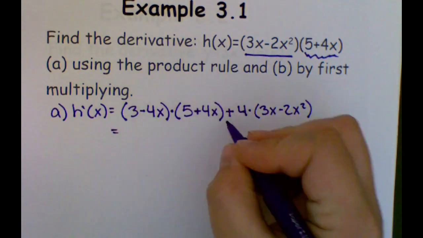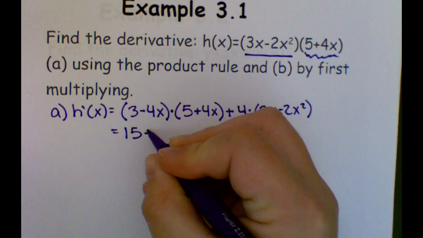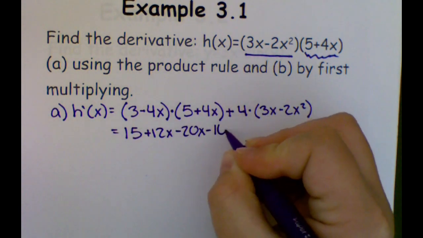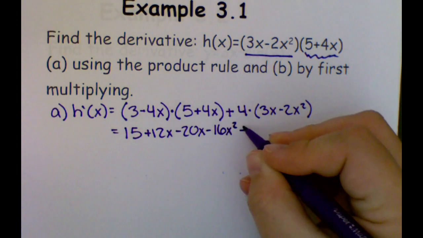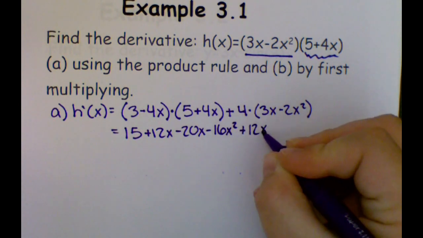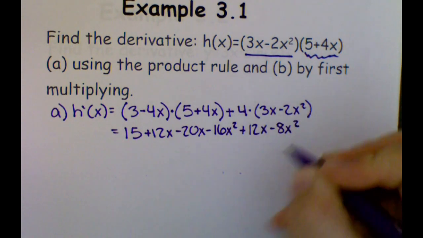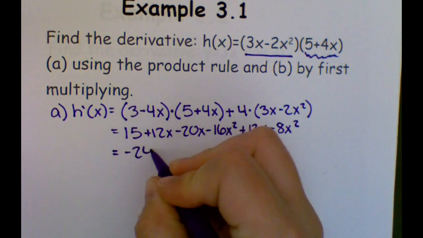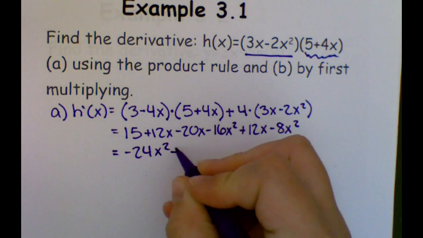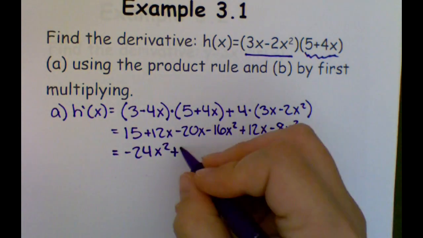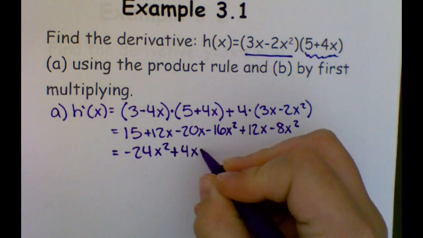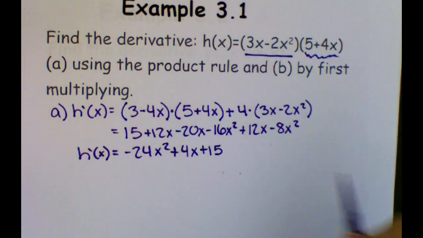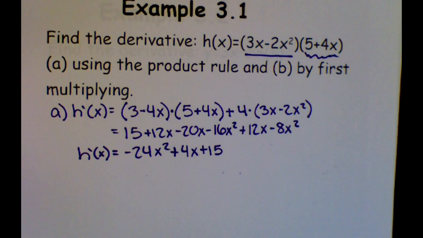Now we simplify this a bit. We're going to FOIL over here. We get 15 plus 12x minus 20x minus 16x squared. Distribute my 4, I get plus 12x minus 8x squared. And combining my like terms, I get negative 24x squared plus 4x plus 15. So my derivative of h of x is negative 24x squared plus 4x plus 15.